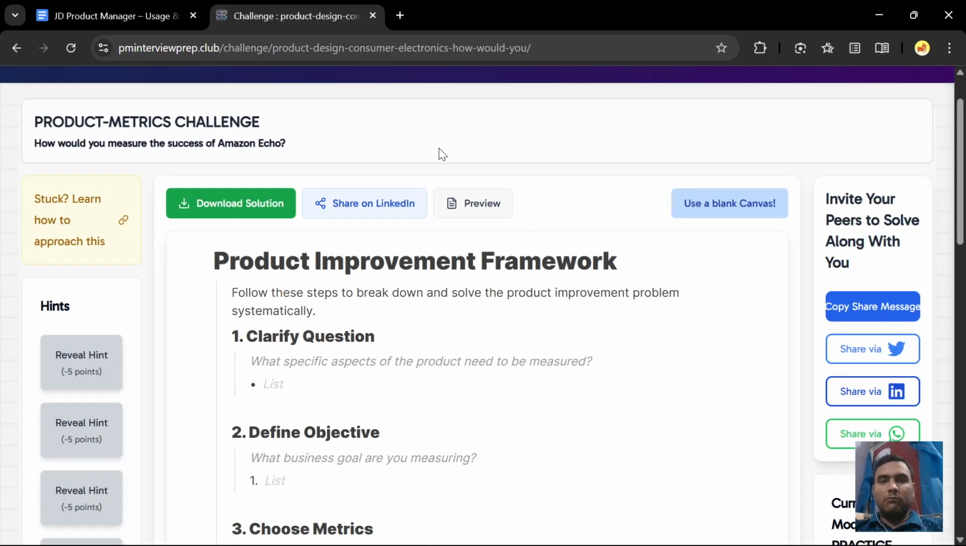Be it a product metric question, an improvement question, a product sense or a design question, first we begin by asking clarifying questions. If I were asked this question, I would ask what specific aspect of the product needs to be measured. So let's start with the question: how do you measure the success of Amazon Echo? Success.